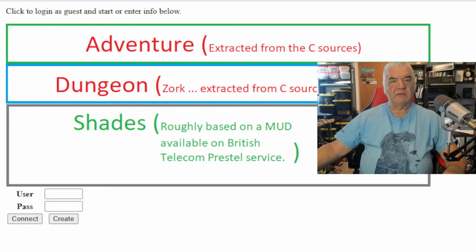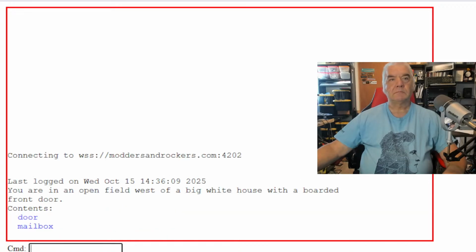So what we'll do here is jump into the dungeon. We have a web front end, and what it's showing us is that there's a mailbox and a door, and there's a description of the room we're in.